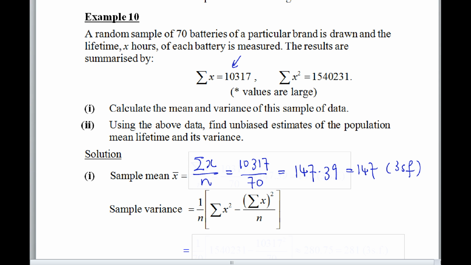The question asks for the variance of this sample of data. That means they are not asking for unbiased estimate. That means they are asking you out of this 70, correct? What is its variance? That is the sample variance. So it cannot be n minus 1. If it's sample variance, it must be 1 over n. Let's distinguish that. So we use our O-level formula, 1 over n. Correct? You learned before. Correct? Now then you use that.